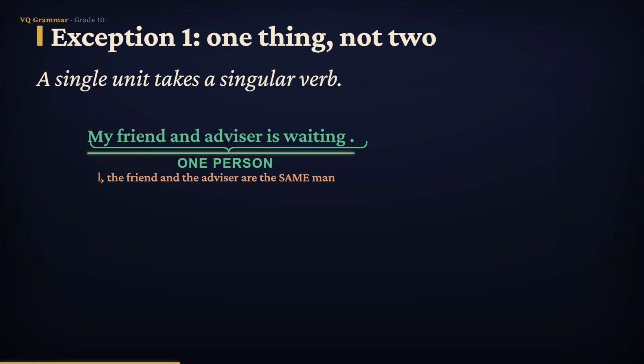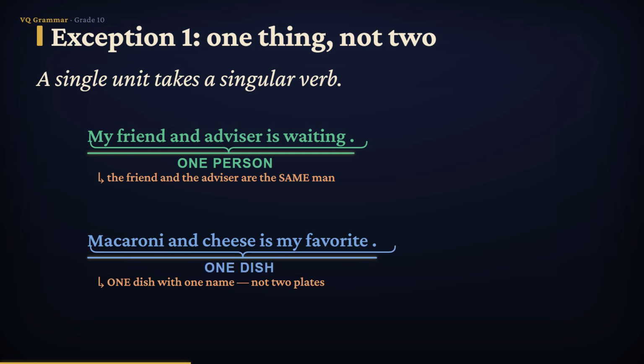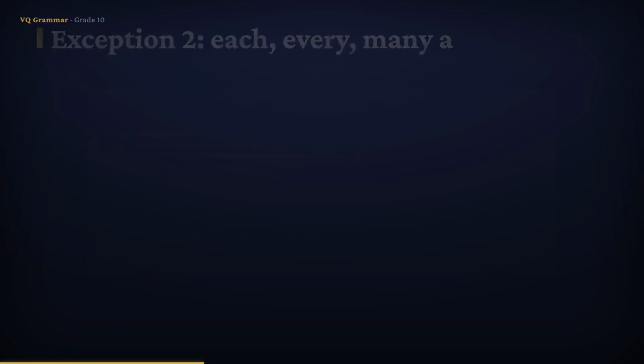Here is another flavor of the same idea. Macaroni and cheese is my favorite. Macaroni and cheese isn't two dishes on two plates. It's one dish with one name, one thing you order. So whenever the joined words name a single person or a single thing, the compound subject turns singular.